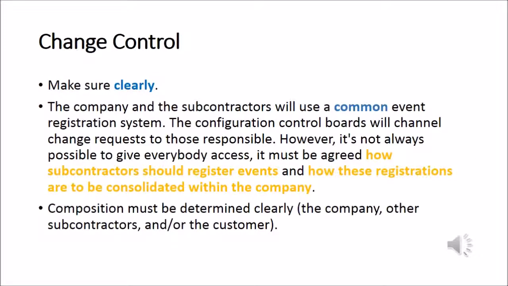Change control. Interfaces for change control must also be made clear. The company and the subcontractor may use a common event registration system, so all events are registered in the same place. The configuration control board will channel change requests to those responsible, whether in the company or with a subcontractor. However, it is not always possible to give everybody access to such a common event registration system. It must be agreed how the subcontractor should register events and how this registration is to be consolidated within the company. Composition of the configuration control board in relation to subcontractors must also be determined: which boards can be composed locally by a subcontractor and which must have a representative of other stakeholders, whether the company, other subcontractors, or the customer.